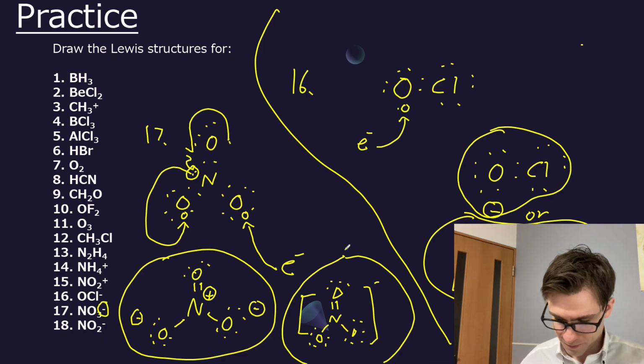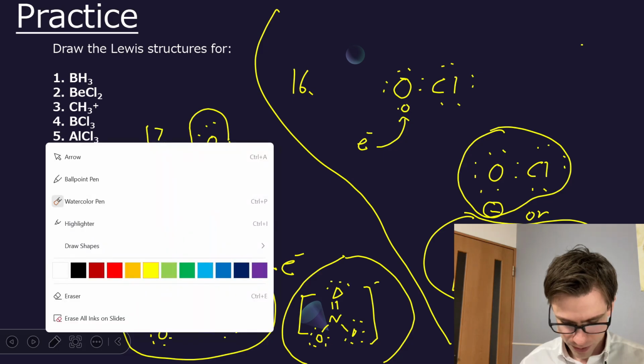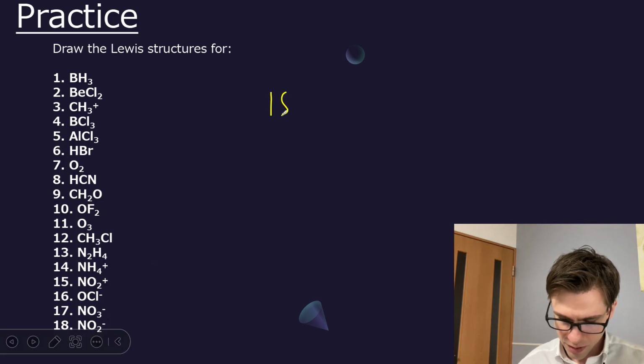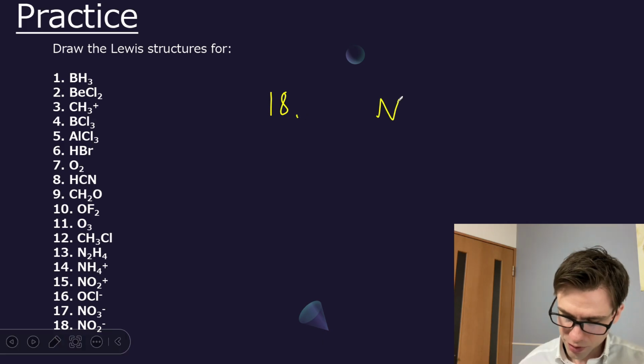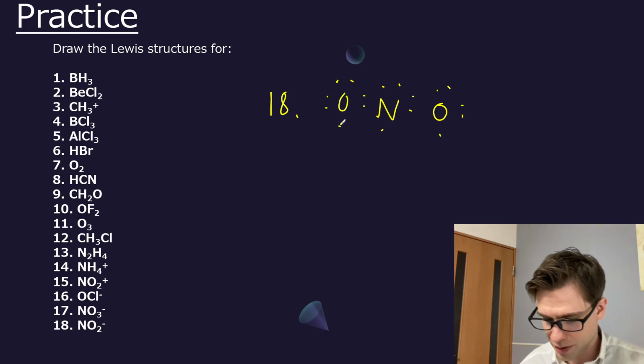Okay. Last one then, NO2 minus. Let me clear this up. So N will be central. It can usually form 3 bonds. 5 valence electrons. We'll have an O come each side. Make a single bond at least, and then consider what we might do.